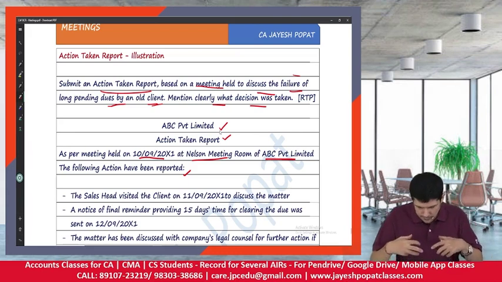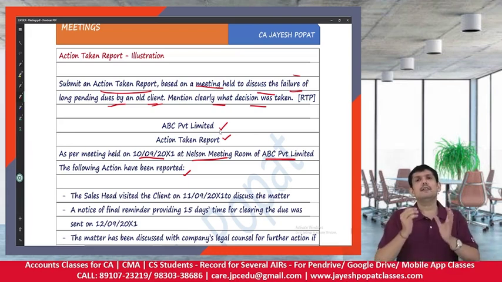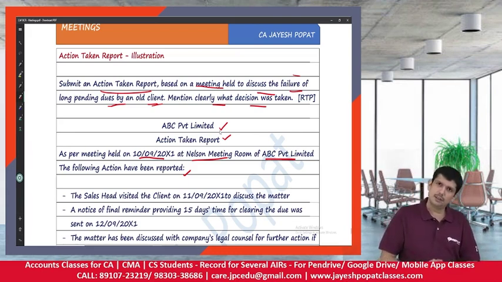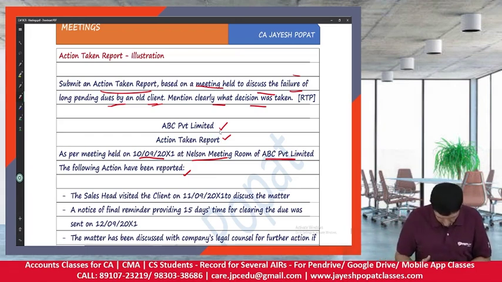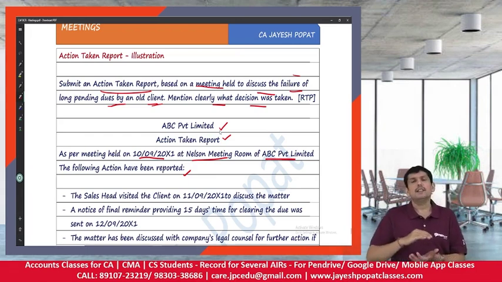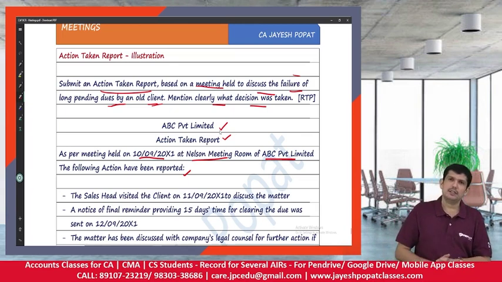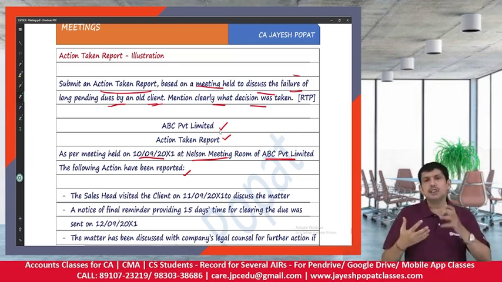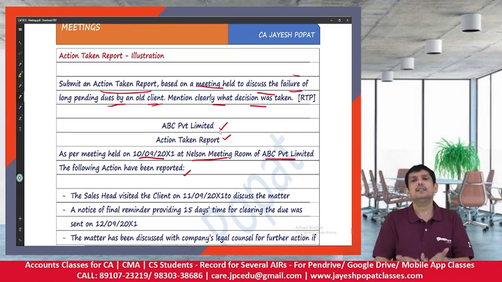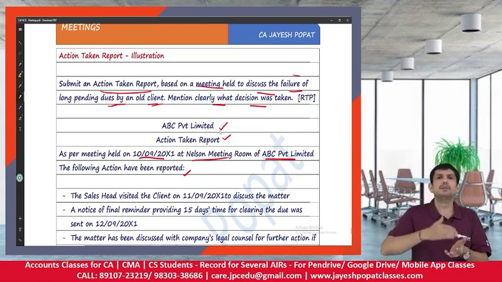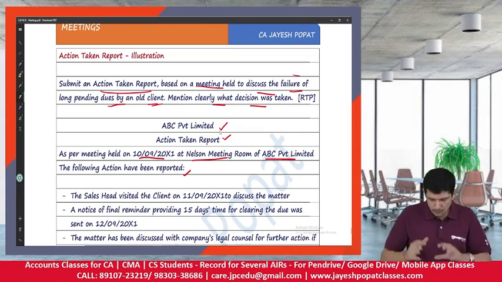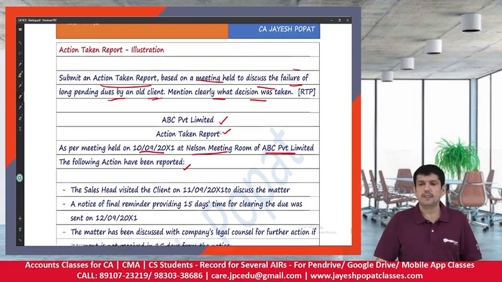If it cannot be solved by discussion, you serve a legal notice on that customer that you pay within a certain period of time, otherwise we'll initiate legal actions against you. And maybe if that person does not pay, after that you file a legal suit against that person and pursue that claim legally. So based on this background, we have drafted the ATR.